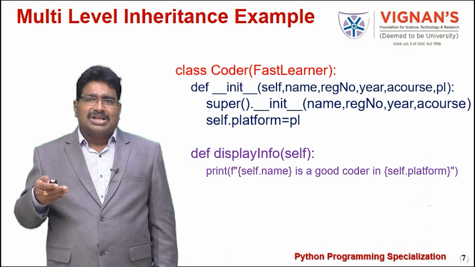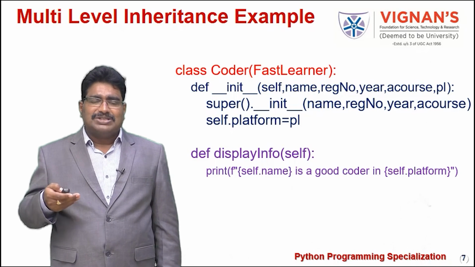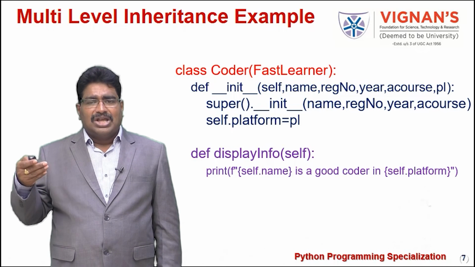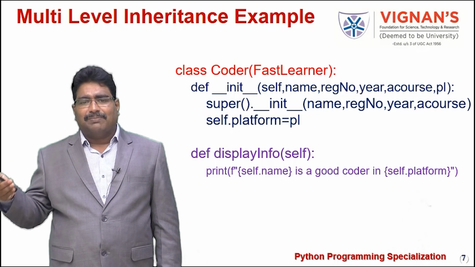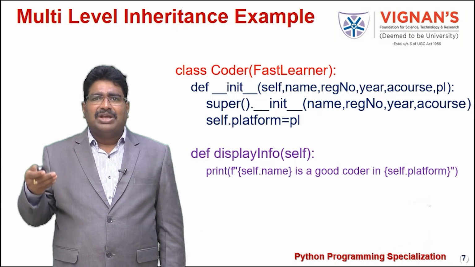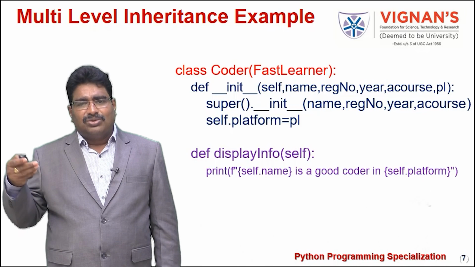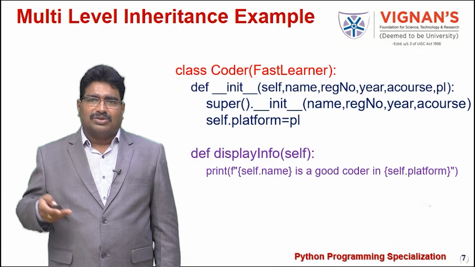And next, we simply define the function displayInfo. Its main purpose is to display, for example, Kumar is a good coder in the C programming language, or Sunil is a good coder in the Python programming language. In that way, we want to display the information, that is, the name of the student, and in which programming language he is a good coder, that is, self.platform that we want to display.